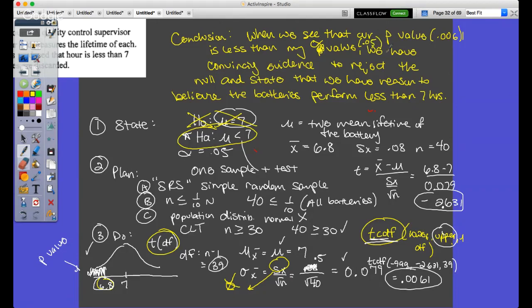So when we see that our p-value is less than my alpha level, we have convincing evidence to reject the null and state that we have reason to believe that batteries perform less than 7 hours. So remember, if I reject the null, the only time I can accept the alternative is when I reject the null. And that's really what I did in green here, that's just the context of what the alternative would be there. Okay.